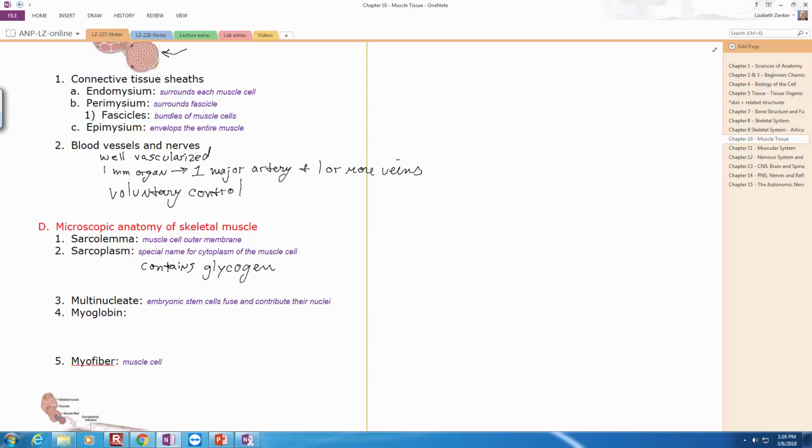So you end up with one long cell that runs the whole length of the muscle organ with many nuclei in it. And that's unique for skeletal muscle, which is different from what we see with smooth or cardiac. Okay. So let's see. That was awesome.